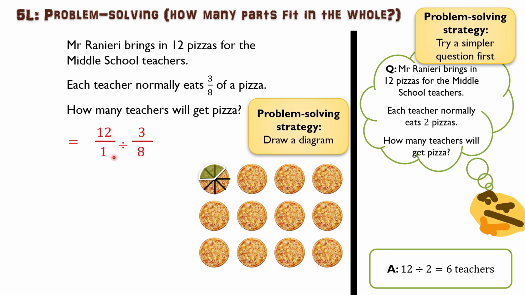Now this is a dividing question. Do you remember what I need to do to this second fraction to turn it into a multiplying question? What I need to do is flip it upside down. Now it changes from a divide to a times, and this gets flipped upside down. It's the reciprocal. Now you can just do 12 times 8 on the top, and on the bottom 1 times 3. That's fine, that'll work, you'll get the right answer and everything.